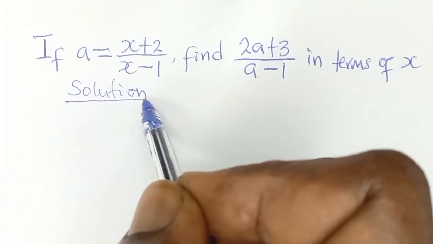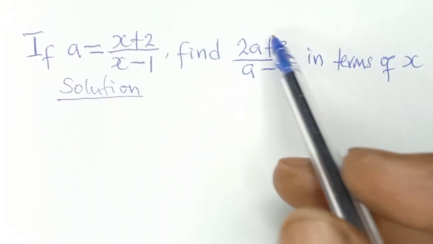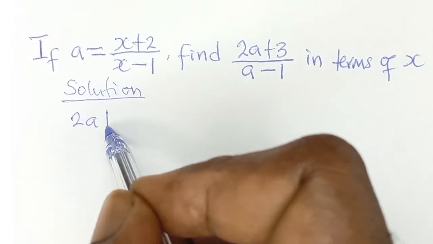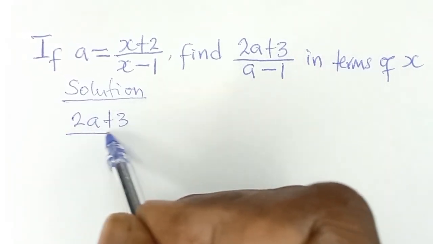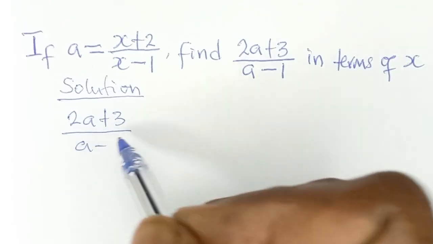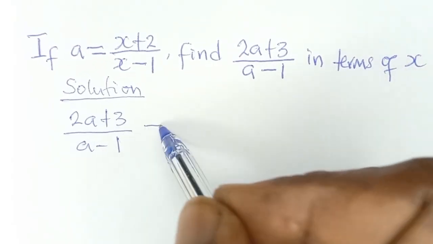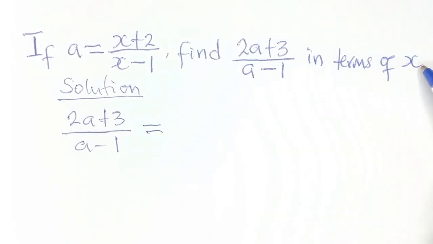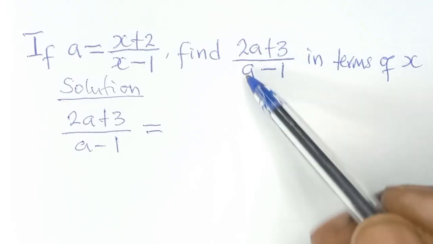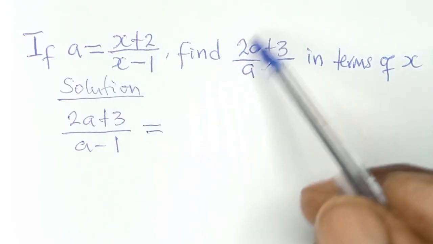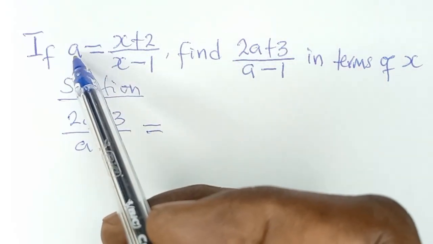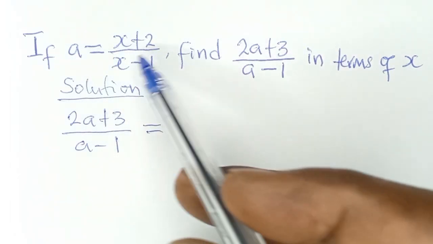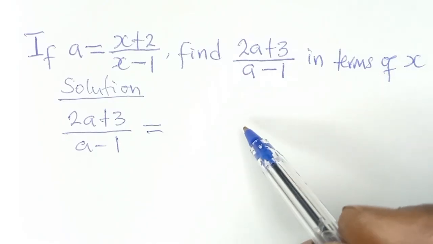Now, for us to solve this, what we are simply going to do is to write out this term here. That is (2a + 3)/(a − 1). And it will be equal to, because we have to find this term in terms of x, so we have to replace this a so that we'll have an expression that has x. And we already know that a is equal to (x + 2)/(x − 1).